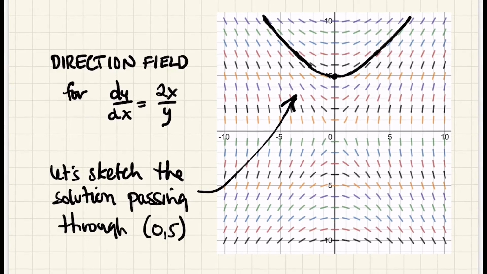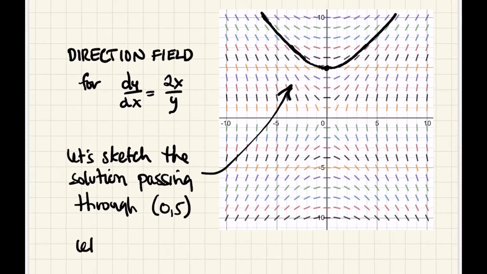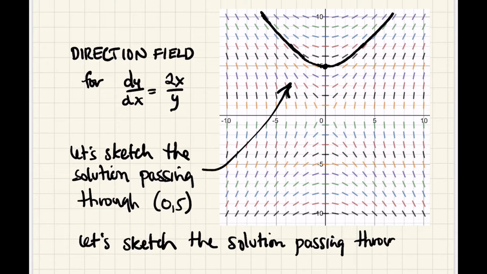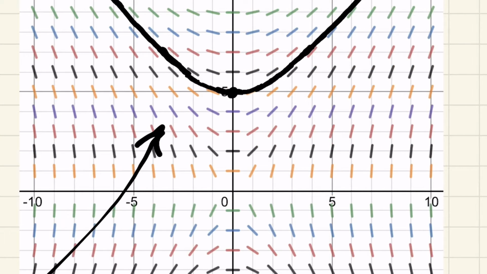All right, let's do one more. Let's sketch the solution passing through, say, 5, 2. So 5, 2 is right here.